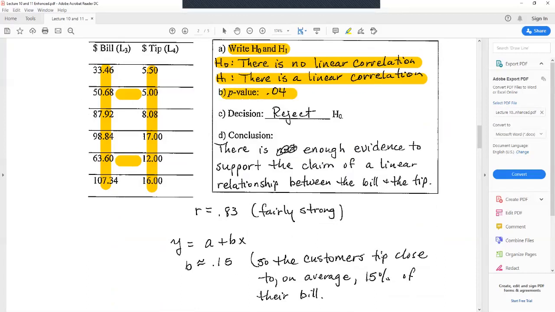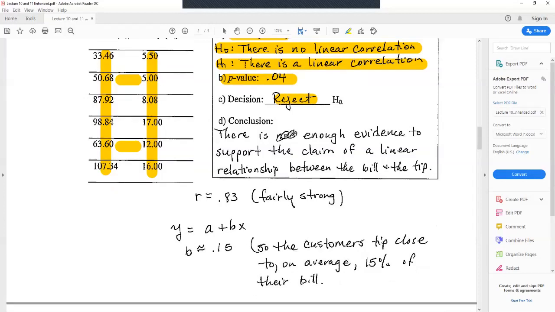Well, 0.04 is less than 0.05, our assumed alpha level. And anytime the p-value is less than the alpha level, that means it is inside the tail region, and we will reject the null. So the conclusion would be that there is enough evidence to support the claim of a linear relationship between the bill and the tip.